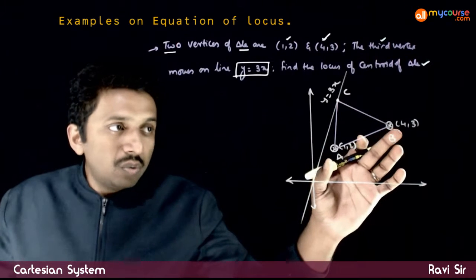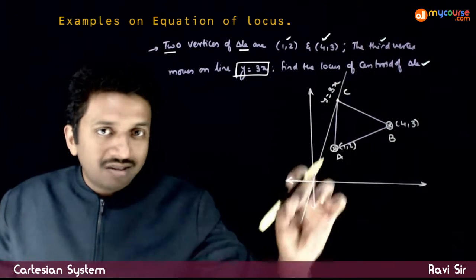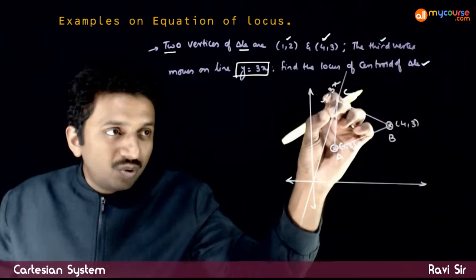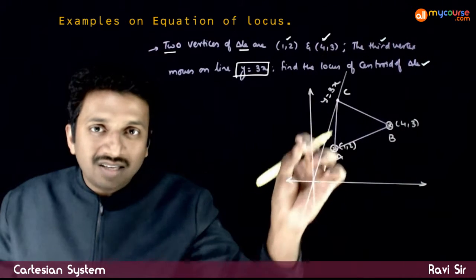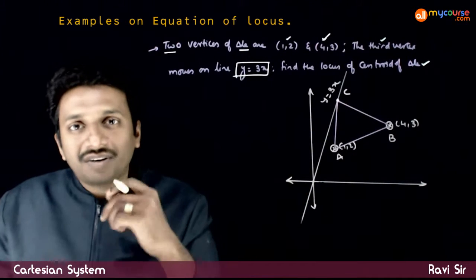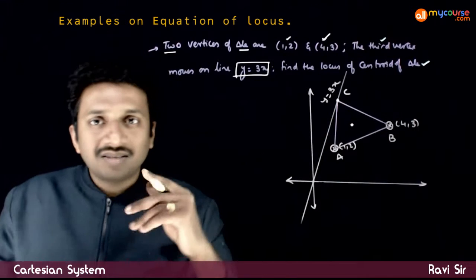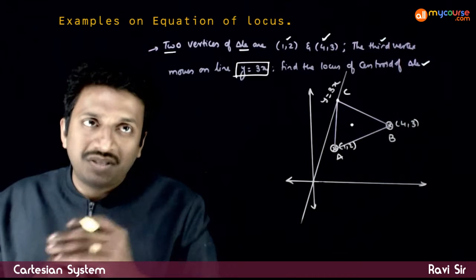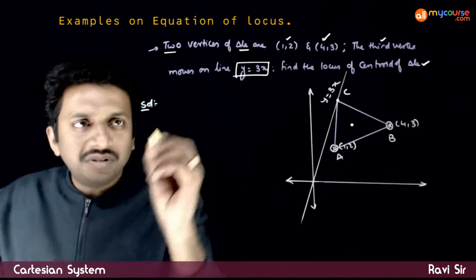Two vertices of the triangle are fixed, and the third vertex is moving along this line. As this vertex moves along this line, the shape of the triangle is changing. As the shape of the triangle is changing, the centroid of the triangle also changes, obviously. So what is the path in which the centroid of the triangle changes? That's the question. So let us start with our original assumption.